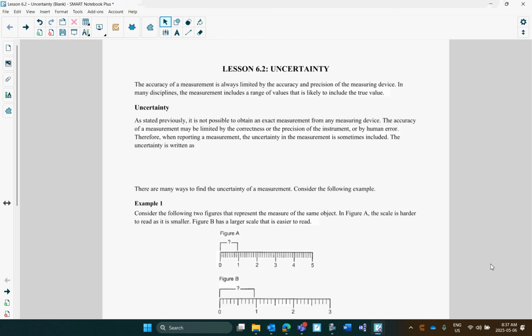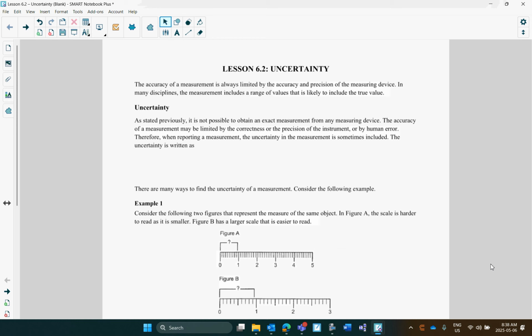Okay. So now we're going to talk about uncertainty, because basically, no measuring device can be perfectly accurate. Some can be better than others. A standard ruler can be somewhat accurate and precise, the more notches it's broken down into, but it can't be absolutely perfect. So there's always going to be some uncertainty, and we reflect that when we measure things.